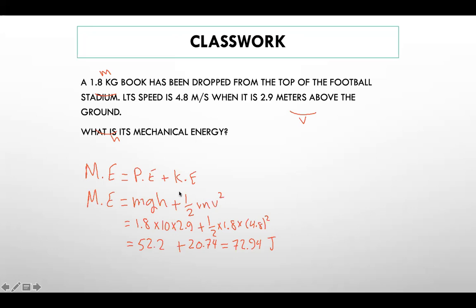You put 1.8 here and 1.8 there. The g is already taken as 10. The height is 2.9, and the velocity will be squared. You calculate this side first, which gives me 52.2. You calculate this side, which gives me 20.74, and the total is 72.94.